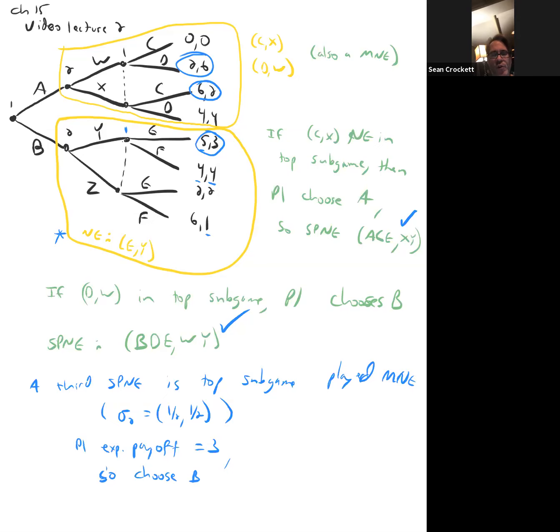If player two plays W, player one's payoff is maximized by picking D. And if player one picks D, player two's payoff is maximized by picking W, so that's an equilibrium. And similarly for CX. If player one picks C, player two should pick X, because 2 is bigger than 0. But if player two picks X, then indeed player one should pick C. So those are both equilibria.